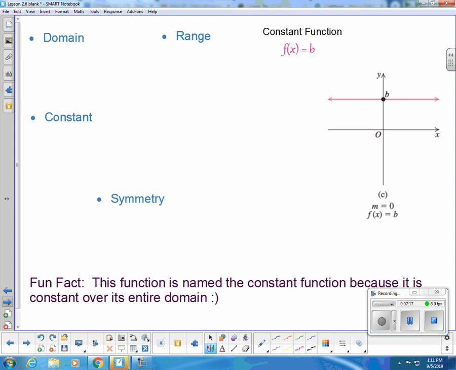Okay? So what is the domain? Left to right. What's the domain here? What's the furthest left it goes? What's the furthest right it goes? So your domain is all reals. It's negative infinity to infinity. Your range, though, is a single number, which is what? Whatever number it is, right?